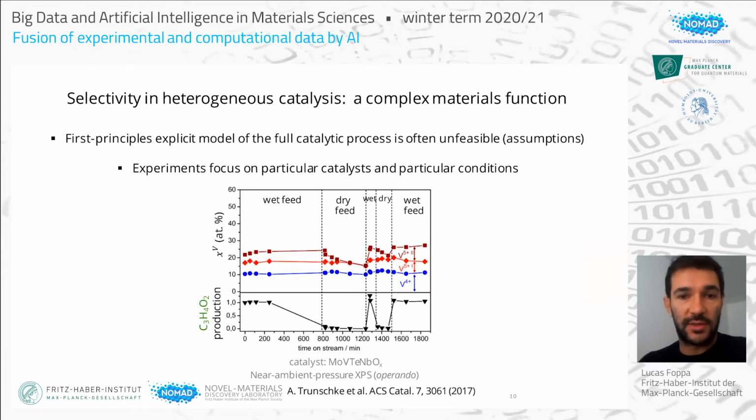So experiments, as I showed in this picture, provide very valuable insights on how the catalysts work, but the problem is that they focus on particular catalysts and particular conditions. So, for instance, in this case, it's unclear if the phenomena we observe for this catalyst here also apply for other catalysts. So one may wonder how generalizable the findings are that we have for one specific system.